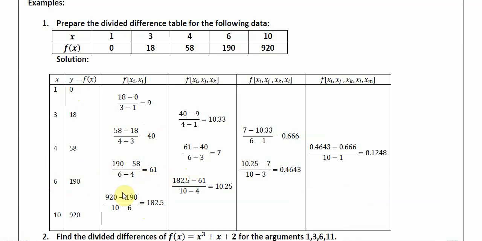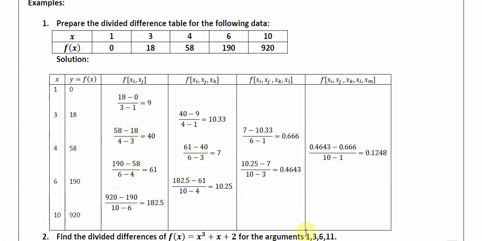182.5 minus 61. Here the diagonally down is 10, divided by diagonally up is 4, so divided by 10 minus 4. Similarly, the second order difference 7 minus 10.33 divided by what comes here? What x values come for this first order? Here it is 1. While coming down this is 6. Therefore 6 minus 1. 10.25 minus 7 divided by 10 minus 3. Similarly, the last one, this minus this. What x values come here? The first one and the last one, that is 10 minus 1.